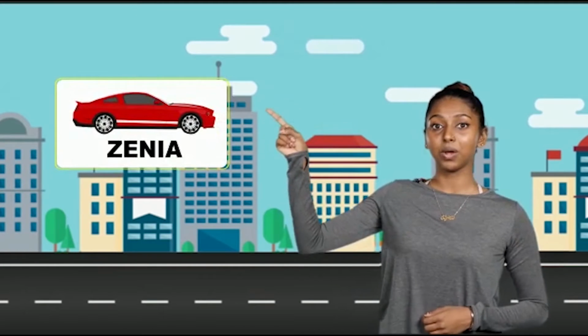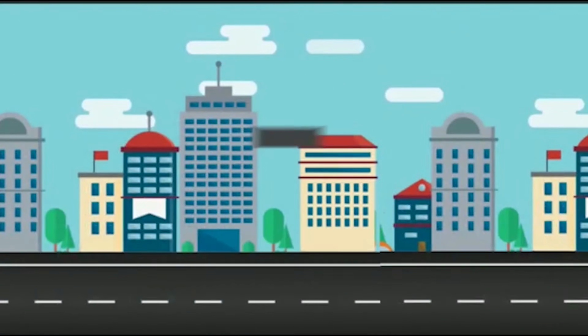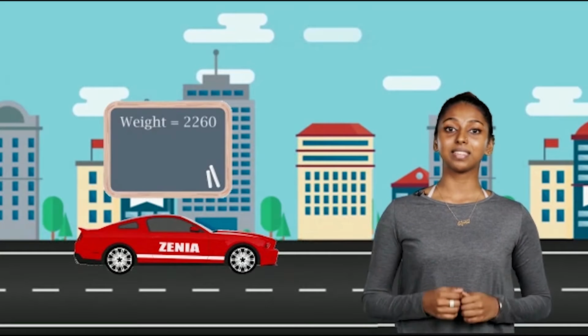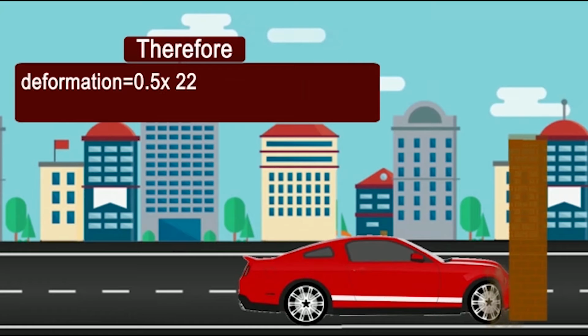As we saw from the video, the deformation of Xenia was much higher compared to that of Taurus. Let's find out how. Deformation is calculated using the formula 0.5 times the weight of the car multiplied by the square of speed divided by 22,500. In the case of Xenia, the weight is 2260 and the speed is 60. Therefore, deformation is equal to 0.5 into 2260 into 60 into 60 divided by 22,500, that is 180.